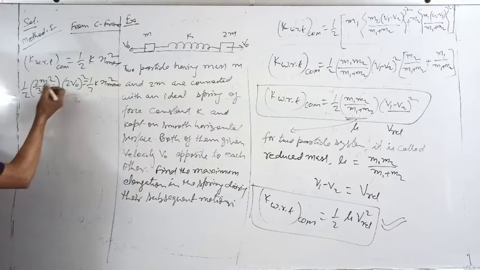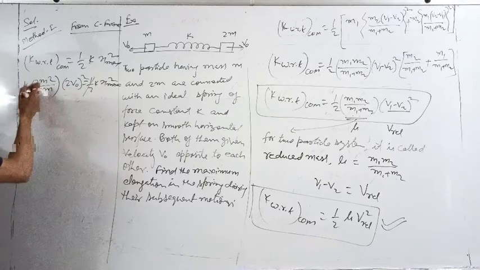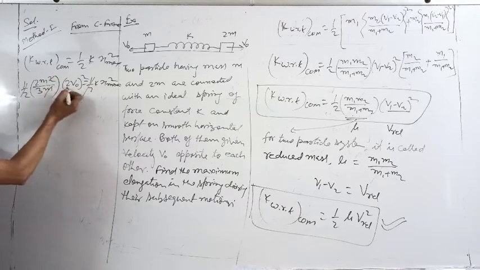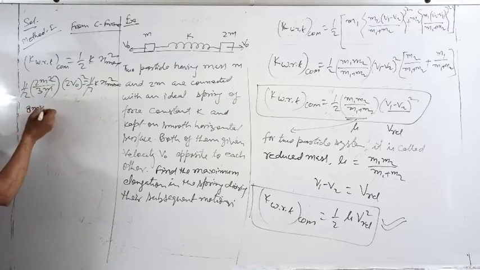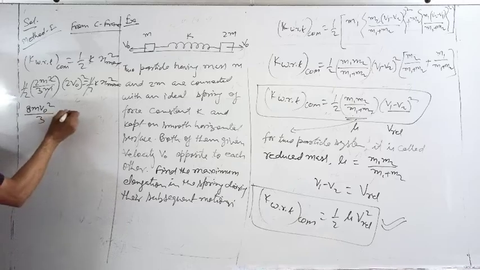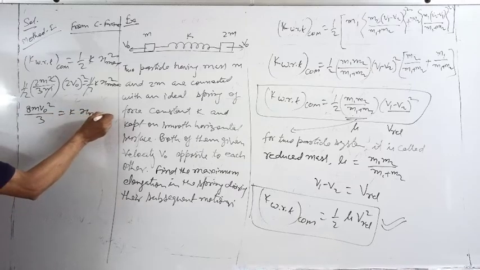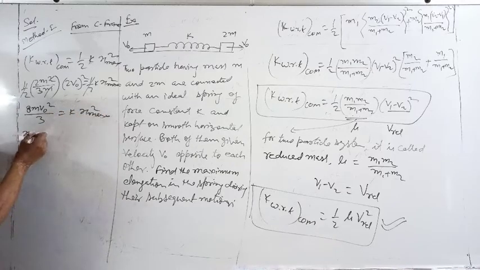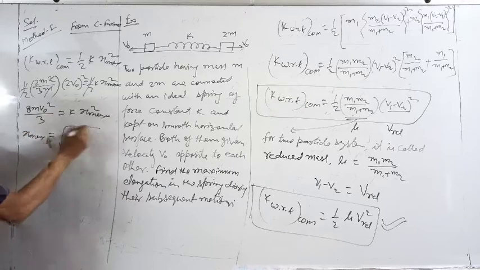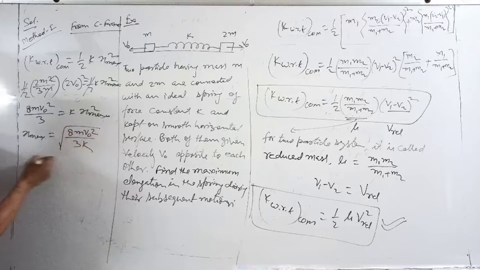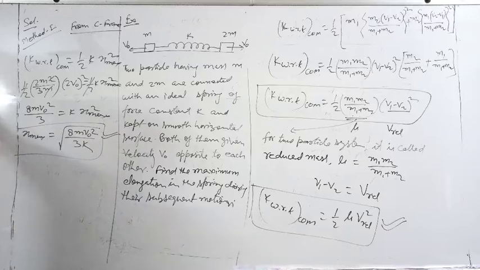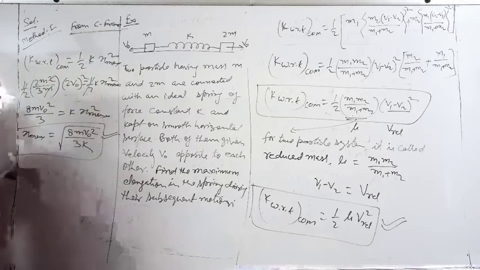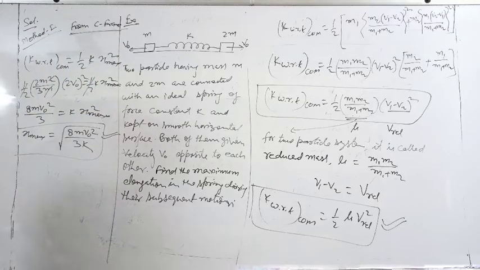Now you can simplify. The half cancels, one m cancels, so 4v0 square; 4 into 2 is 8. 8m v0 square by 3 is equal to k x maximum square. X maximum is equal to the root of 8m v0 square by 3k. This is your answer. This is the better one, observing from the C frame.